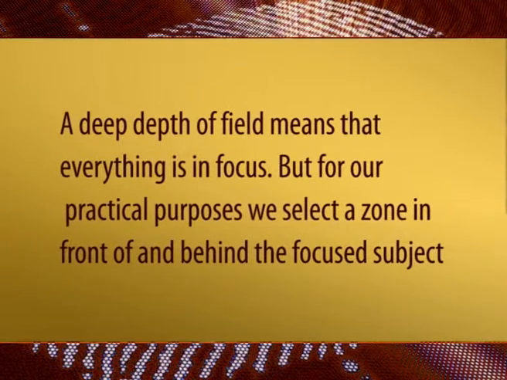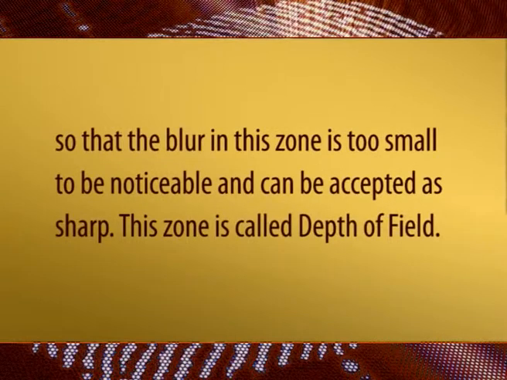A deep depth of field means that everything is in focus. But for our practical purposes, we select a zone in front of and behind the focused subject so that the blur in this zone is too small to be noticeable and can be accepted as sharp. This zone is called depth of field.